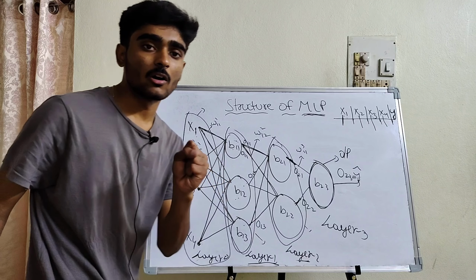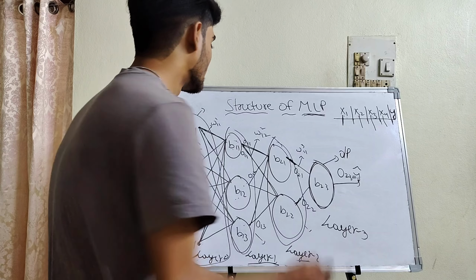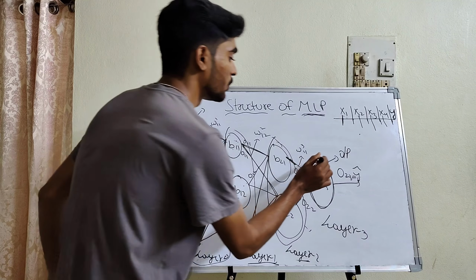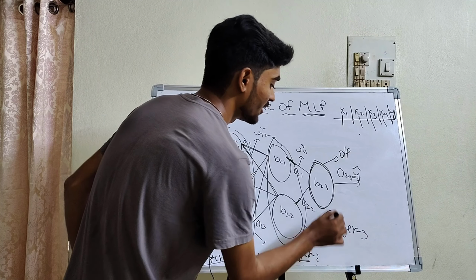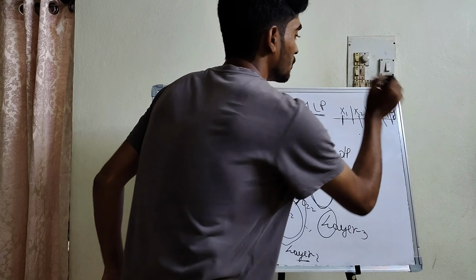Hidden layer can be altered based on the complexity of the problem statement. The input layer is altered based on the number of inputs. Okay, the output layer: how can we decide the number of nodes in the output layer? It is based on the number of output columns.